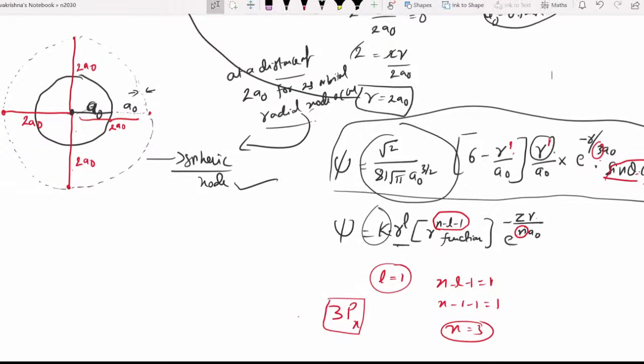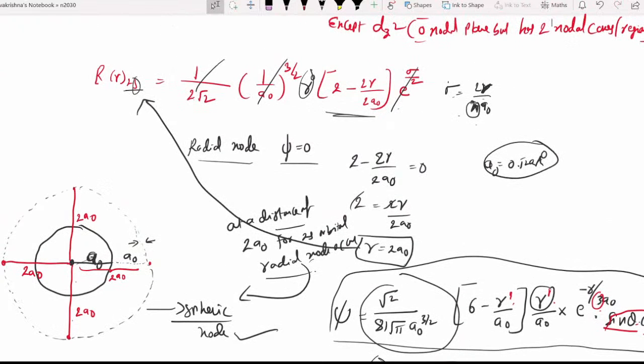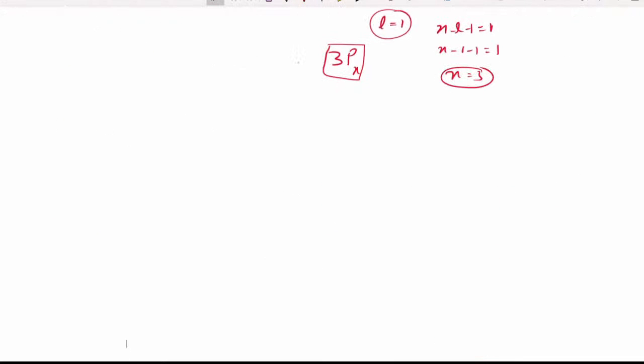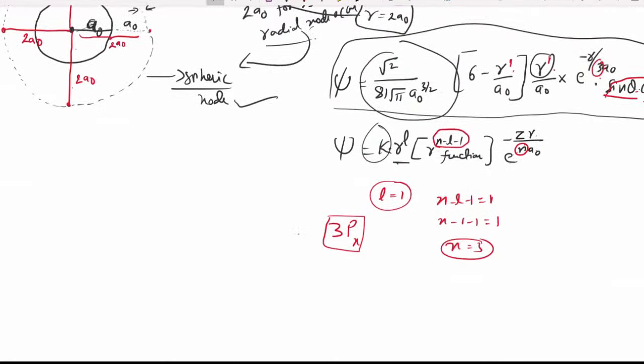Sir, in this equation, you see? In this equation, r was not given, which means r power 0, and L is equal to 0, an s orbital. Yes, you see the s orbital? Once you know the psi function, by looking at it you are able to answer which orbital it belongs to.